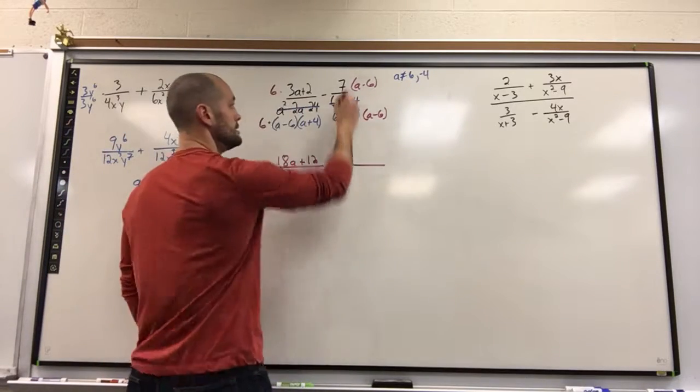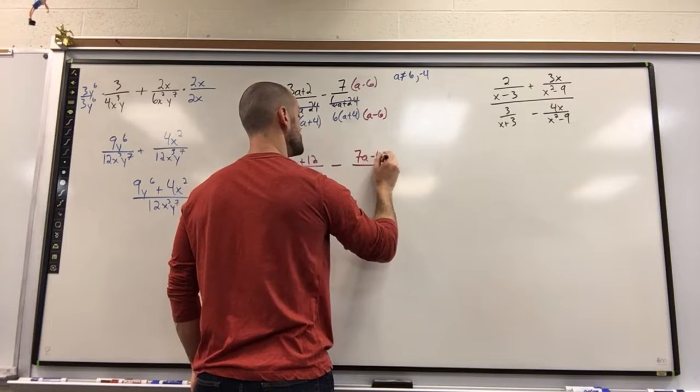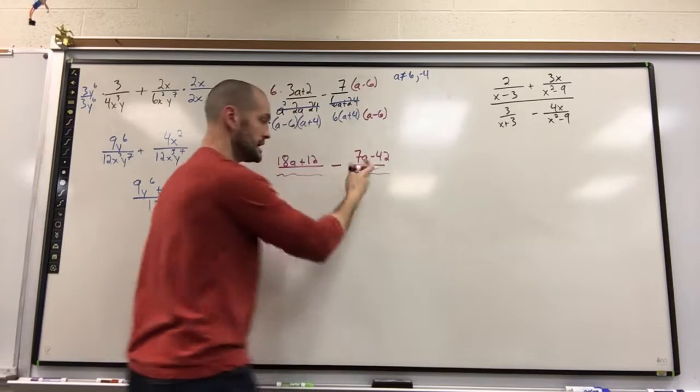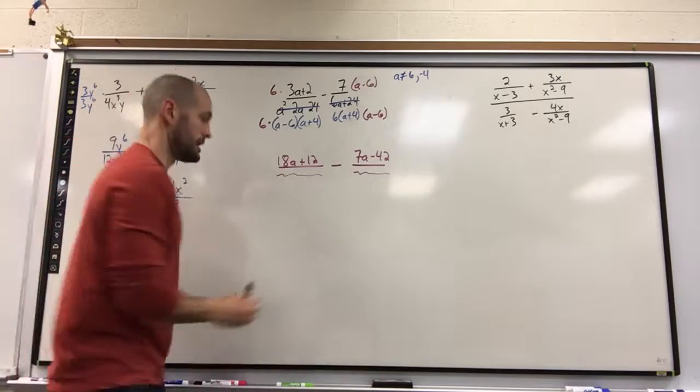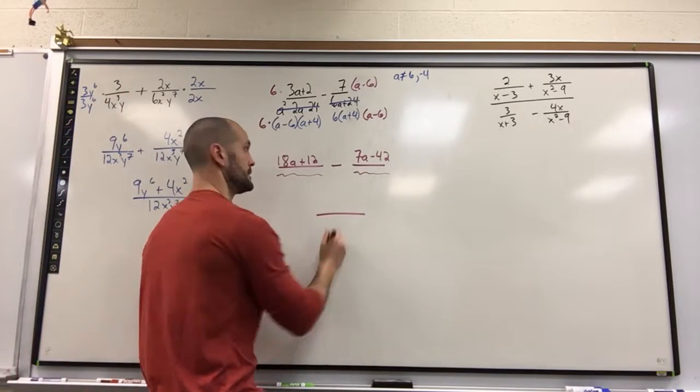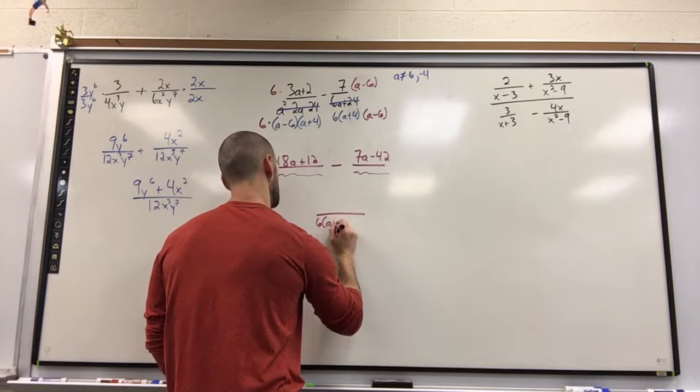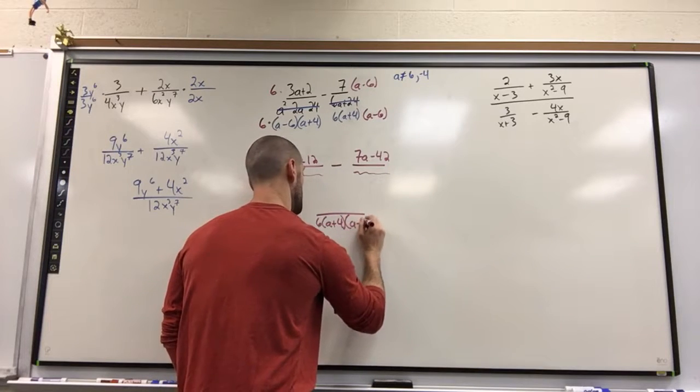Minus 7a minus 42. Intelligent laziness. All right, time for my final answer. So first off, I'll actually write my denominator this time. I know I have 6, a plus 4, a minus 6.